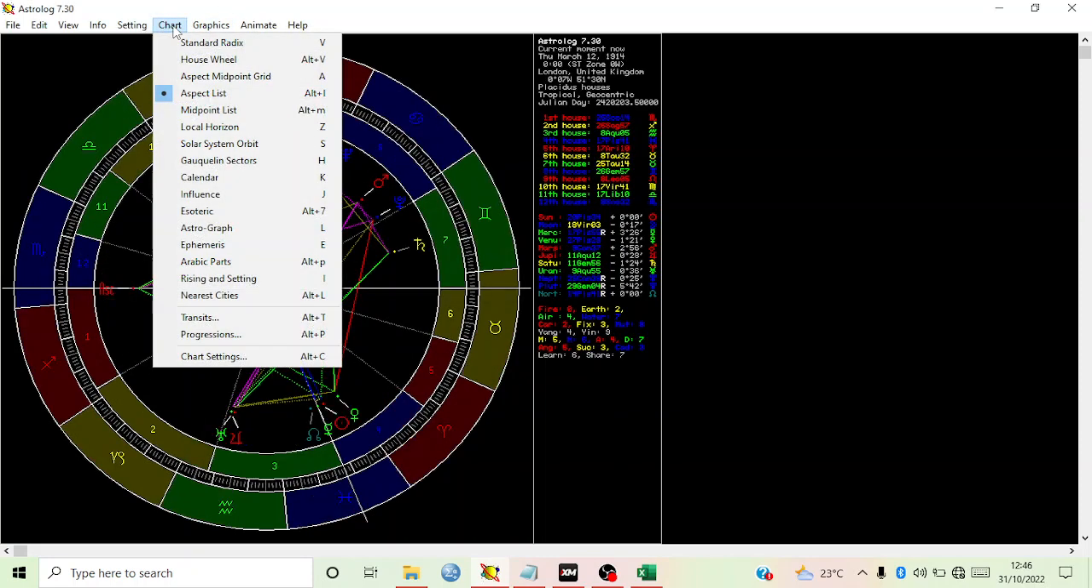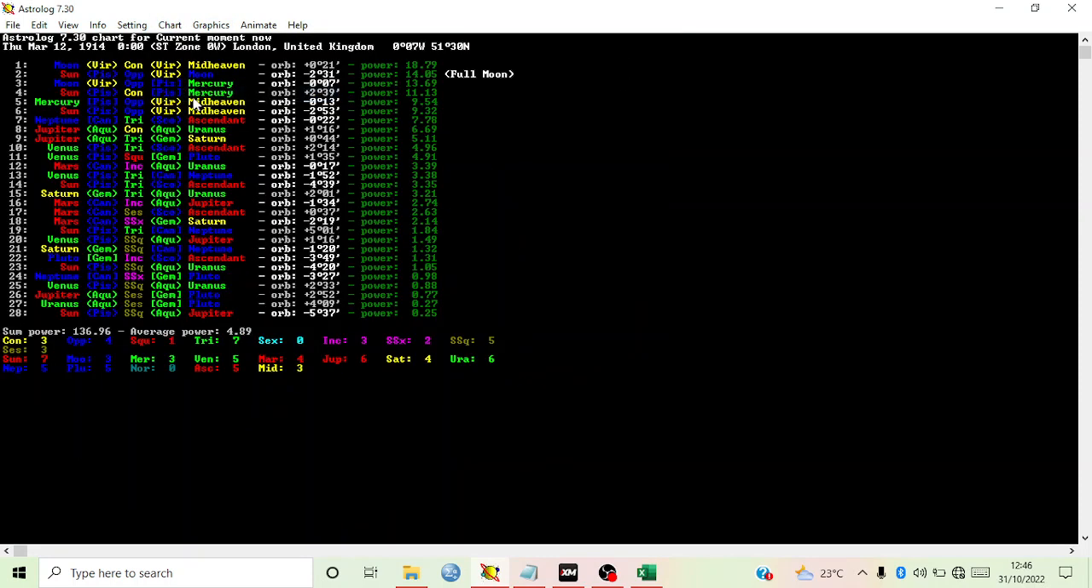So what I'm going to do, I'm going to go to chart and then click aspect list, and then I should be able to see that there's a full moon. And with a full moon, we already know that it is likely to have a lunar eclipse, right? When the moon is at its full, we are likely to have a lunar eclipse.